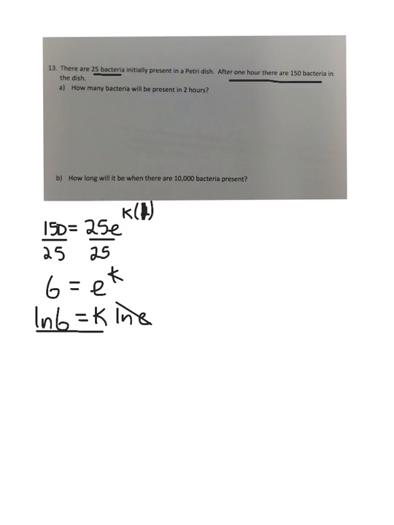Now what they want us to do is, how many bacteria will be present in 2 hours? Well, how many is an amount. We have an initial amount of 25, e to the, we know what k is, it's ln of 6, and it says in 2 hours, so time is 2. So now all you have to do is just put all of this into your calculator and get a numerical value.